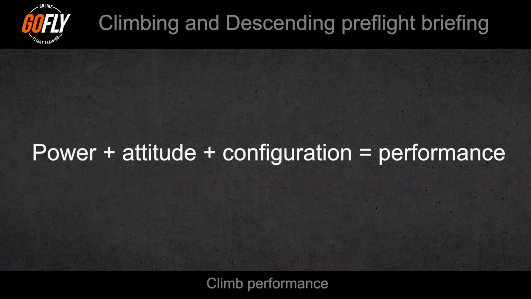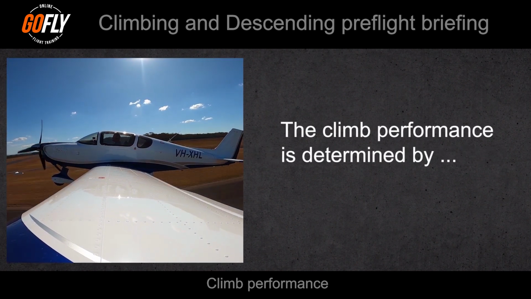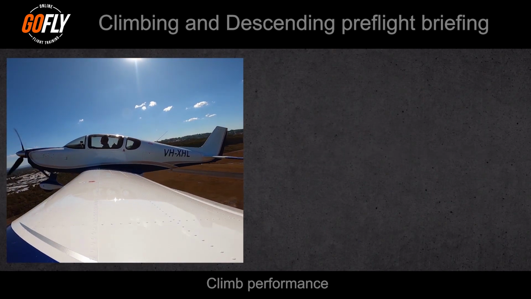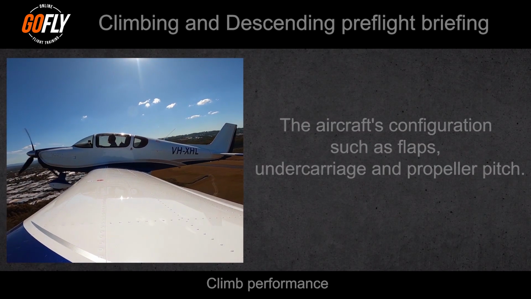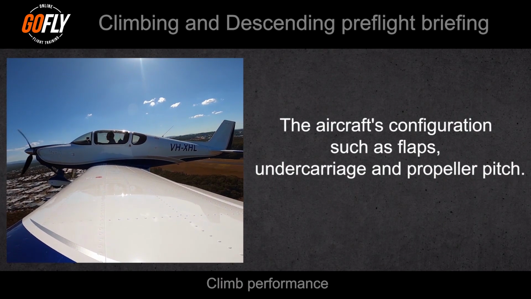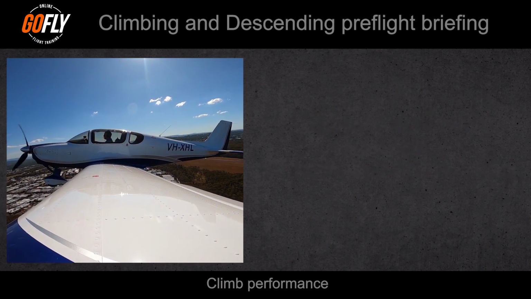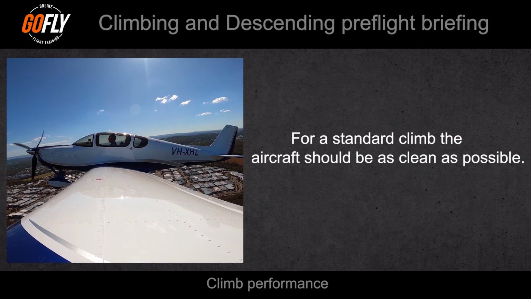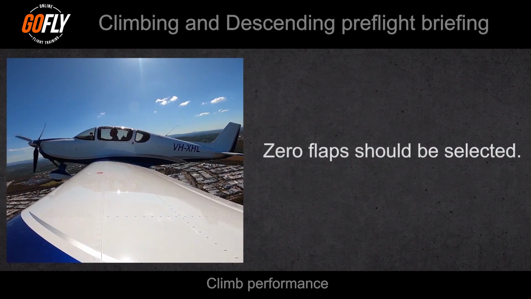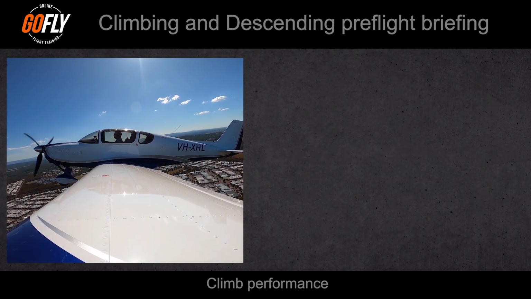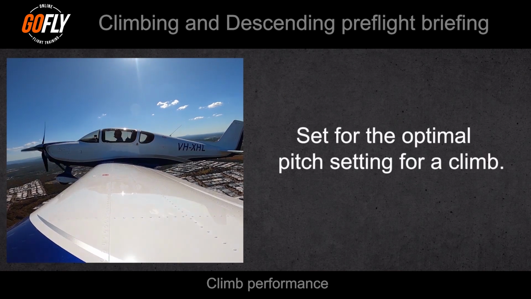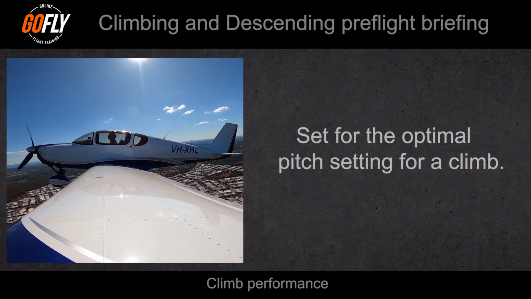Power plus attitude plus aircraft configuration equals performance. The climb performance, therefore, is determined by the amount of power we have available, the aircraft's attitude, and the aircraft's configuration, such as flaps, undercarriage, and propeller pitch. Obviously, for a climb, other than takeoff, we want the aircraft to be configured to be as clean as possible. This would mean zero flaps. And if there was a retractable undercarriage, it would be retracted. And if we had a variable pitch propeller, it would be set for the optimal pitch setting for a climb.